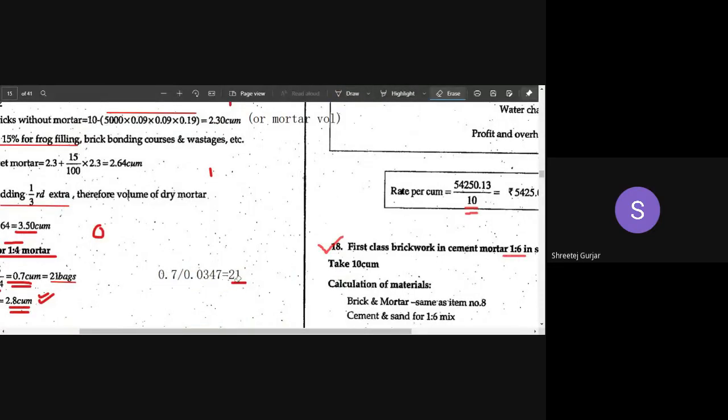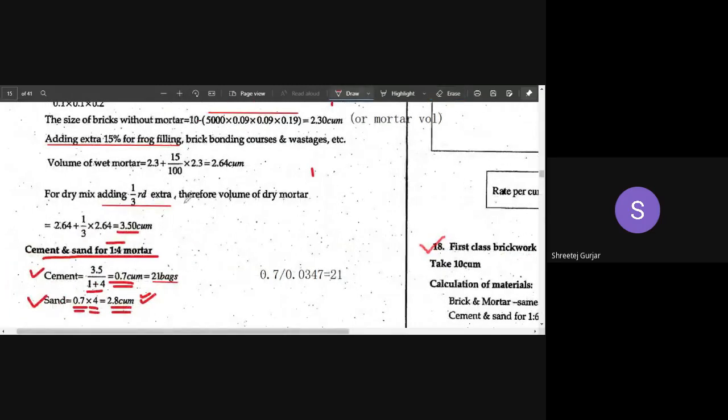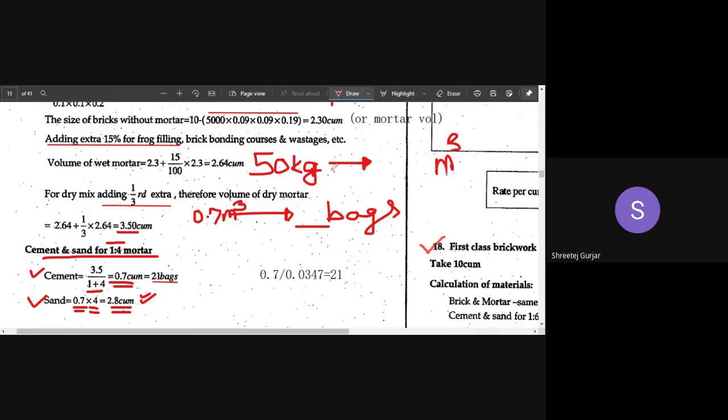This is your sand cubic meter quantity. 0.7 is the quantity of cement that is required. But usually cement we order in terms of bags, right? We want the number of bags. So this is in meter cube. We know that 50 kilos of cement is in one bag of cement. So we have converted this 50 kilos to cubic meters. So one bag of cement will have how much?